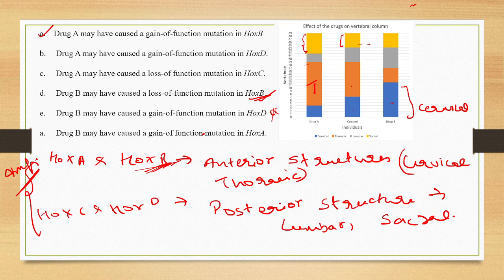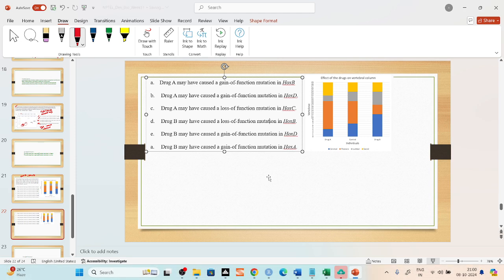Here you can see that these drugs have caused a change in the expression of the cervical, thoracic, lumbar and sacral. So we have to interpret and analyze it with respect to the function of Hox genes. Here you can see that the thoracic region is highly enhanced, so there can be a gain of function mutation in HOX-B, because it is responsible for anterior structure formation, which is cervical and thoracic. So you have to relate the function with the graph.